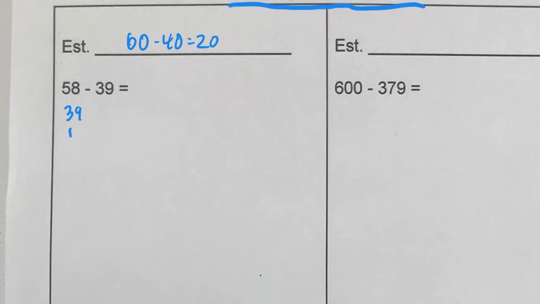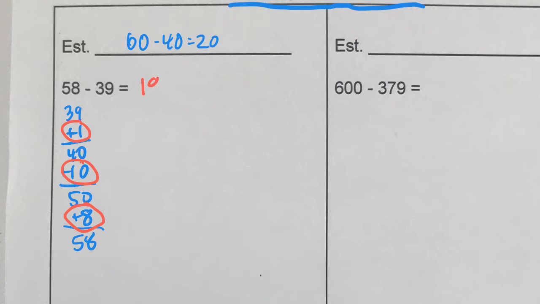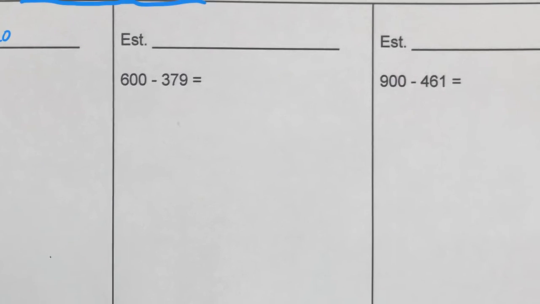So I'm going to go plus 1 gives me 40. If you can go straight there, that's fine, but I'll go bit by bit, plus 10, and then to get to 58, 8 more, there it is. Which numbers did I add? I added 1, 10, and 8. 1 plus 10 plus 8 is 19, so the answer is 19.